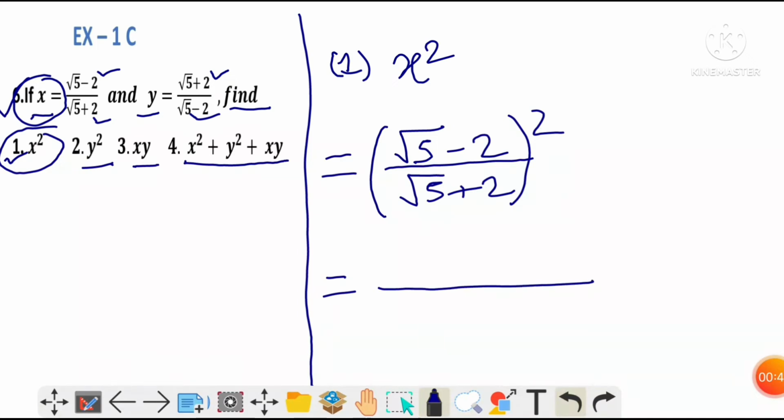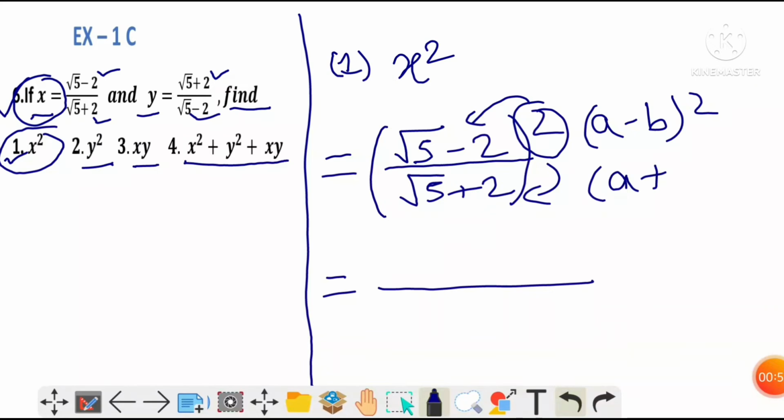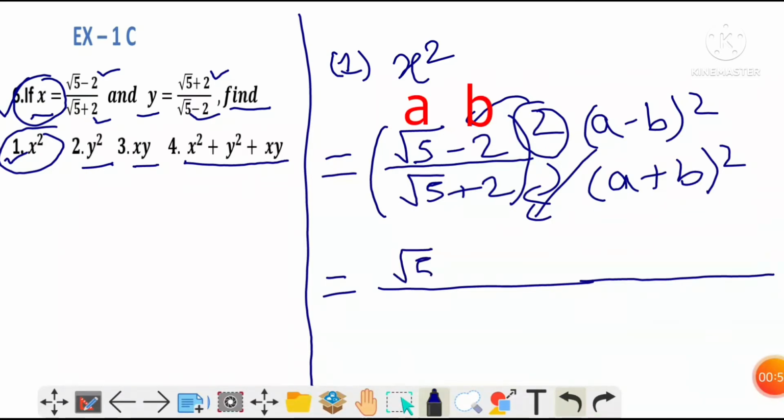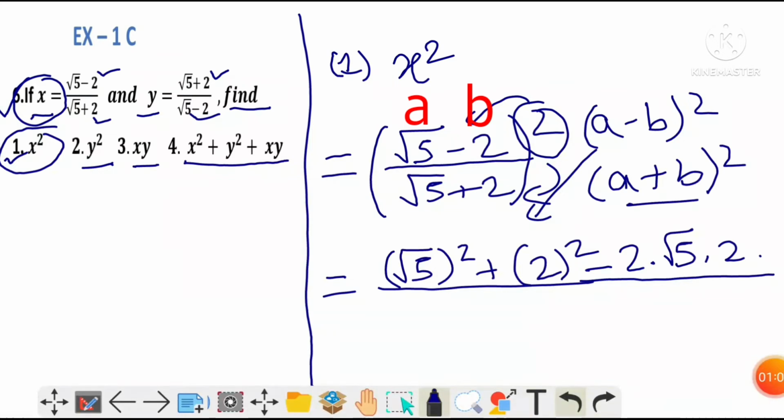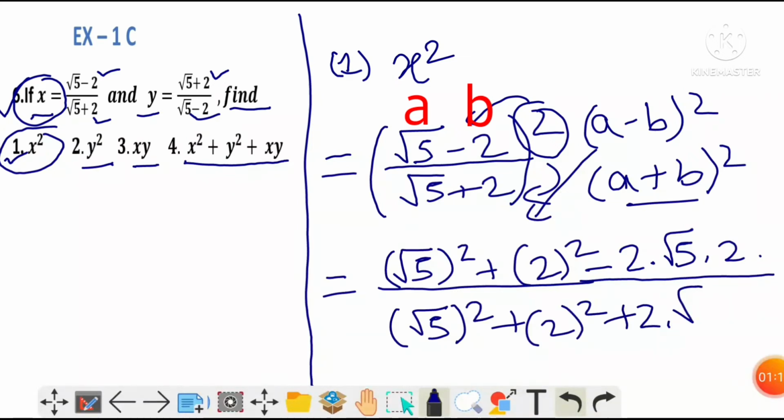Now this square is for both numerator and denominator. So we are going to apply the formula a minus b whole square and a plus b whole square. In the numerator, a minus b whole square equals a square plus b square minus 2ab. And in the denominator, a plus b whole square equals a square plus b square plus 2ab.